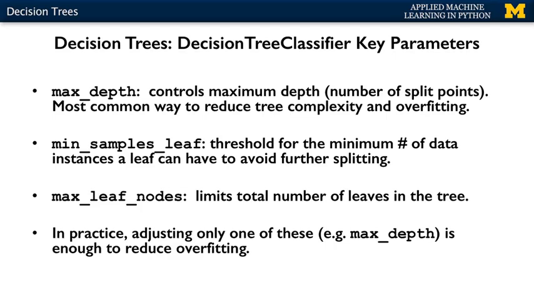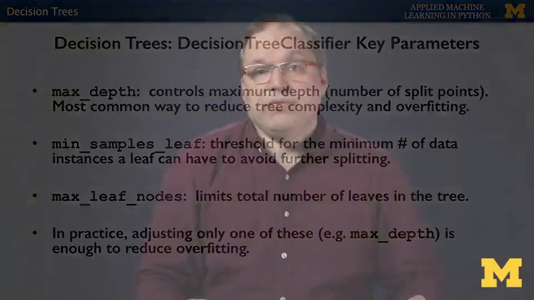Finally, max leaf nodes limits the total number of nodes that are leaves of the tree. In effect, setting this parameter will indirectly influence the other two parameters and vice versa. So in practice, adjusting only one of these three is typically enough to control most overfitting. Although even with the most optimized parameter settings, individual decision trees will still tend to overfit.